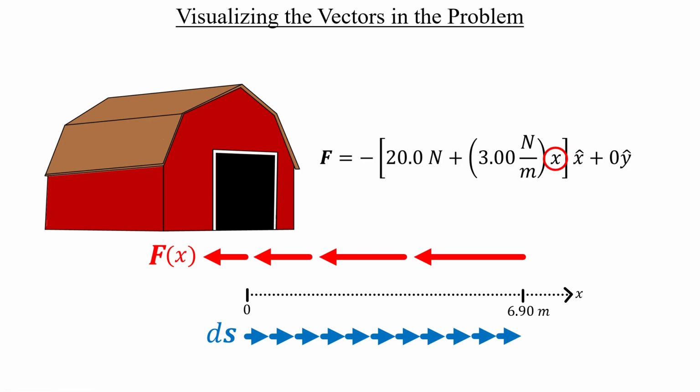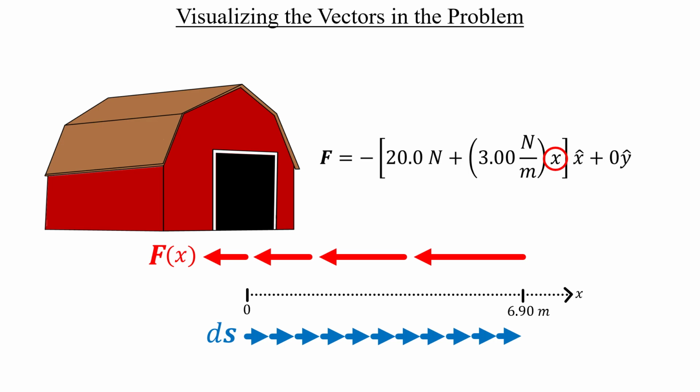Instead of doing a ridiculous number of dot products to account for each tiny change in displacement as we move to the right, and then having to add all of those results up, we can just use an integral, and it does most of the work for us. There's a couple things that we can simplify here, though, since everything occurs entirely in the x direction.